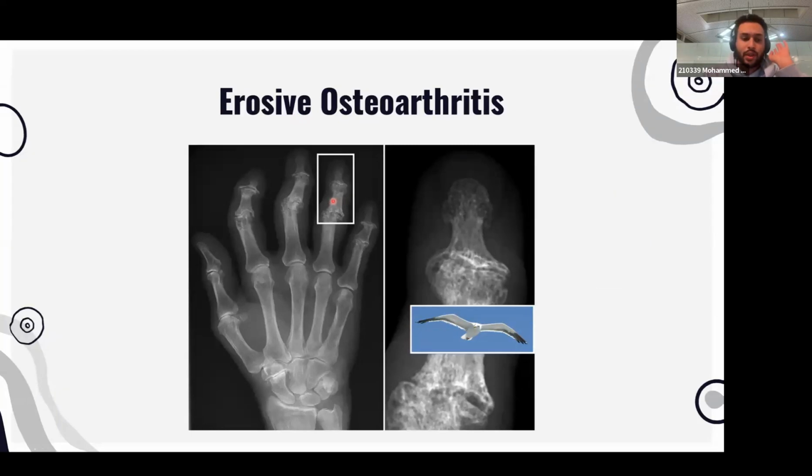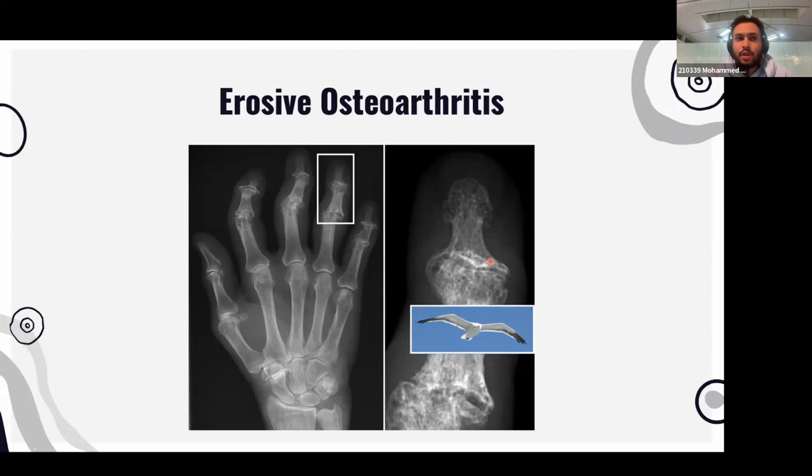What I need you guys to know is just memorize this sign because it might come in your OSPE for radiology. So here, for example, you have a seagull appearance. This is a sign of erosive osteoarthritis. Do you need to know all the features of the disease? Not really. You just need to know the important bits that can differentiate from other diseases.